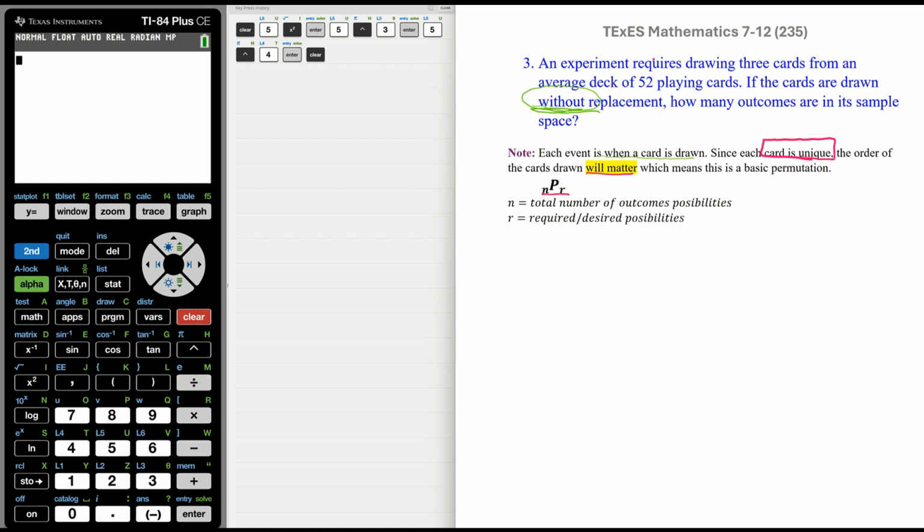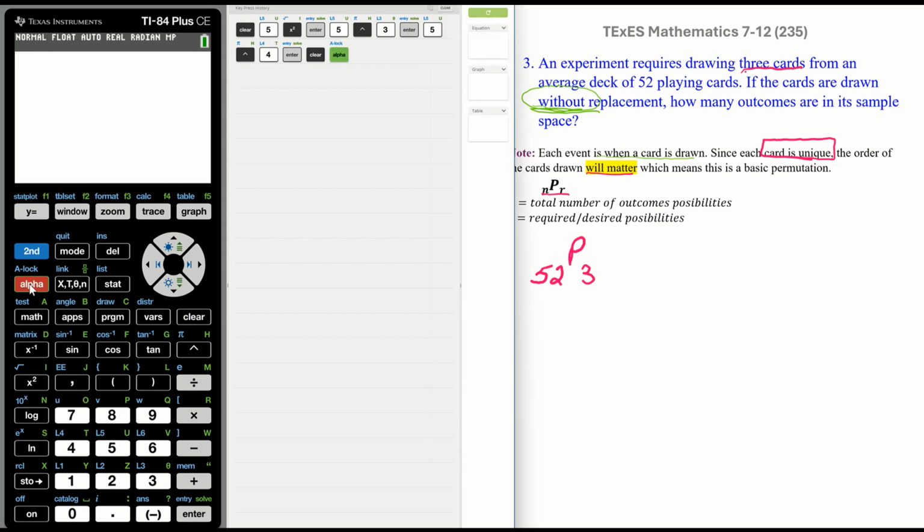So n in our permutation is the total number of outcomes possible, which for a deck of cards is 52. So we have 52 P for permutation. And then the r is the required or desired possibilities. Well, we're discussing 3 cards, so we have 3 desired possibilities. You could calculate all these things individually. However, we've got something great. We've got our TI-84, which will make things a lot faster.